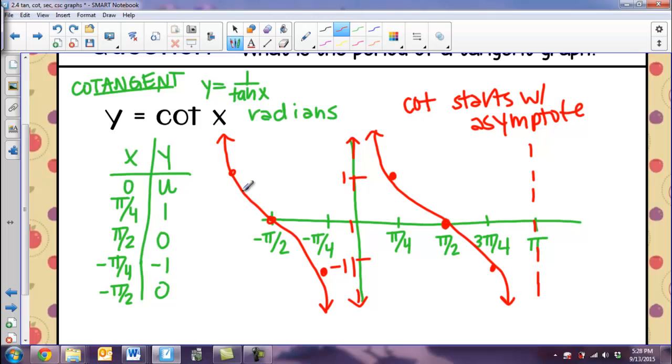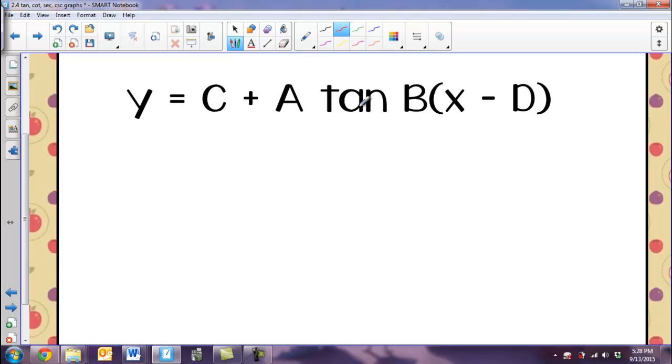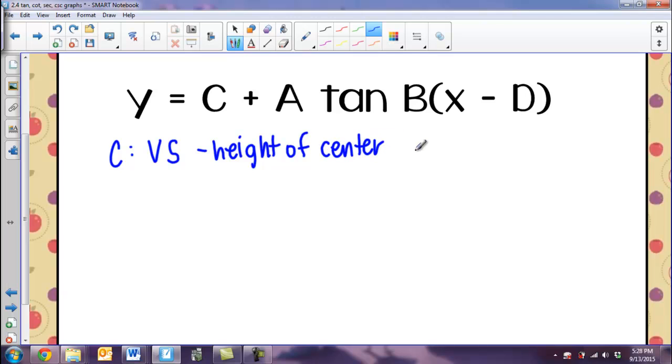So let's quickly summarize all those things that we just saw in that general formula for tangent and cotangent. This is that general formula we used to see with sine and cosine in it. Now we're going to talk about how it's slightly different for tangent. So remember, C is a vertical shift, and that's basically just the height of your center points. So where are those middle points for you if they're not on the x-axis? Okay, A is that amplitude value. Remember, that's just how big it's been stretched. It's not really an amplitude, but we'll fudge it a little bit and call it amplitude.